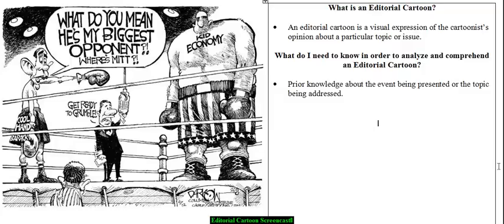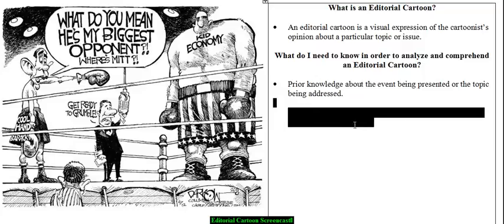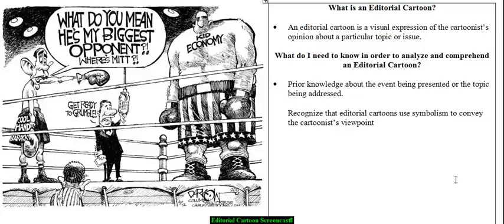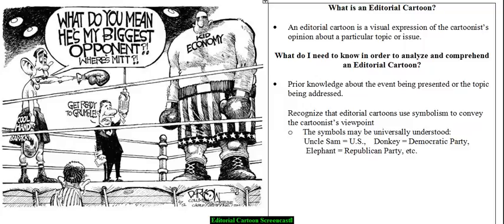Editorial cartoonists expect the viewer to have some prior knowledge about the event being presented or the topic being addressed. So you will have to have some background information about the editorial cartoons that you are looking at. Another feature in editorial cartoons is that editorial cartoons use symbolism to convey the cartoonist's viewpoint. Unlike regular cartoons, editorial cartoons rely heavily upon symbolic expression.